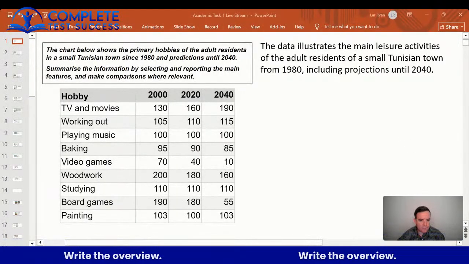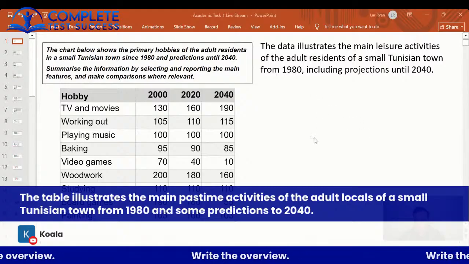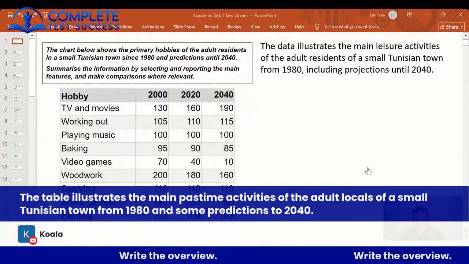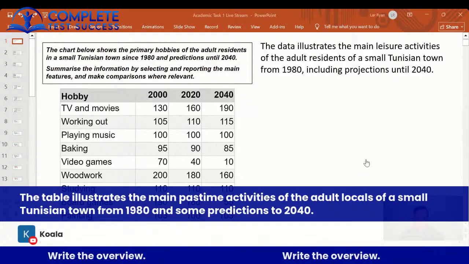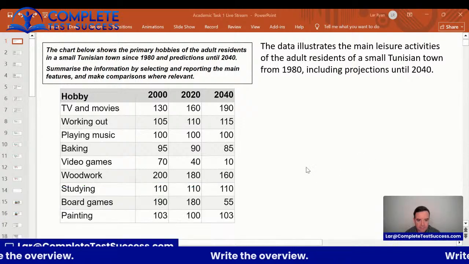Okay, so then we have Koala. Hi, Koala. The table illustrates the main pastime activities of the adult locals of a small Tunisian town from 1980 and some predictions to 2040. I would just remove the word some from predictions and everything else is really good. So that's a good piece of writing there. Well done.